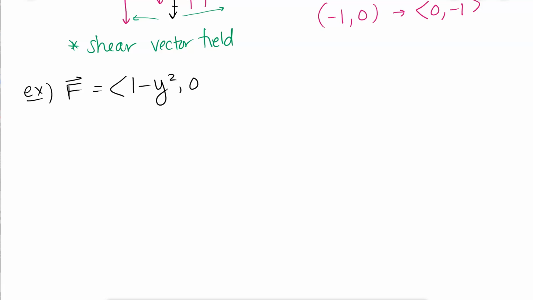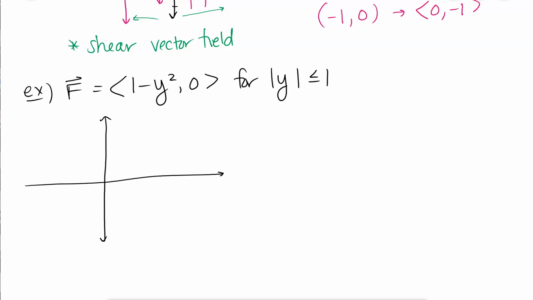(1 - y², 0), and this is for the absolute value of y less than or equal to 1. So the absolute value of y less than or equal to 1 means y can be between -1 and 1. Okay, so let's see what's happening here. So here's 1 and here's -1. So this is 1, that's -1, right? That looks about right.